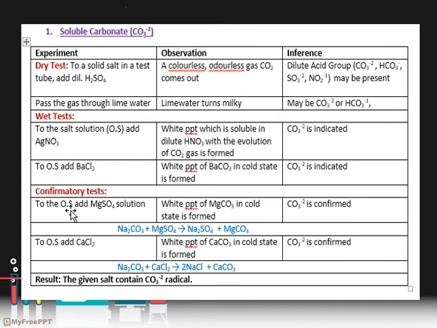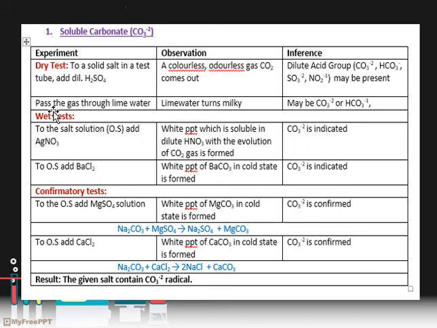So how will you start writing this practical? You will start with the dry test, then you will write at least 2 wet tests, and then at least 2 confirmatory tests. For all the dilute acid group, the dry test includes just the addition of dilute sulfuric acid. When we add dilute sulfuric acid to the solid salt, if that salt contains a radical belonging to the dilute acid group, then definitely we will see a gas coming out of the test tube, and it means that a dilute acid group radical is present.